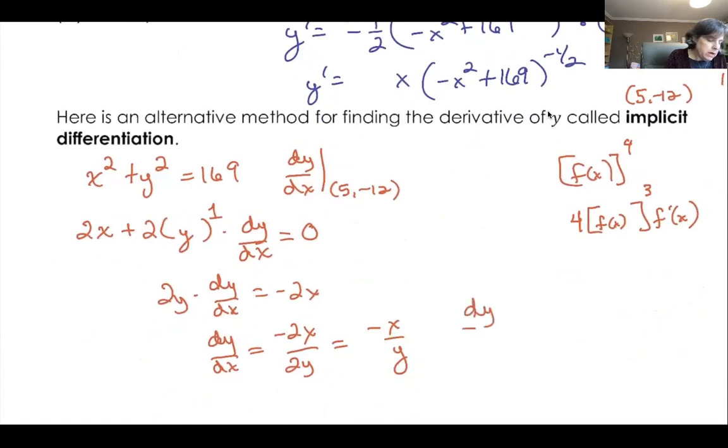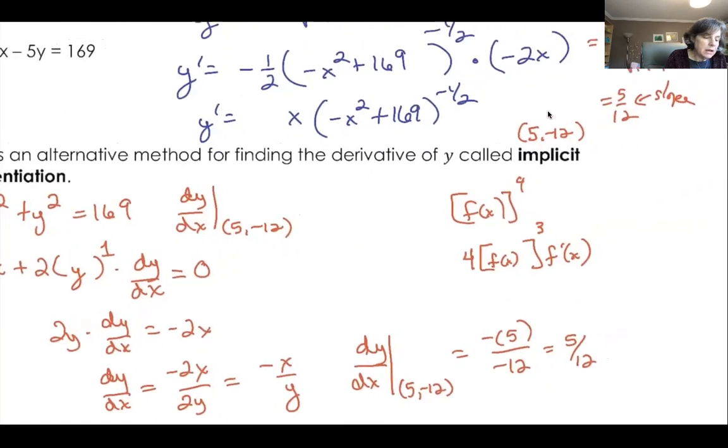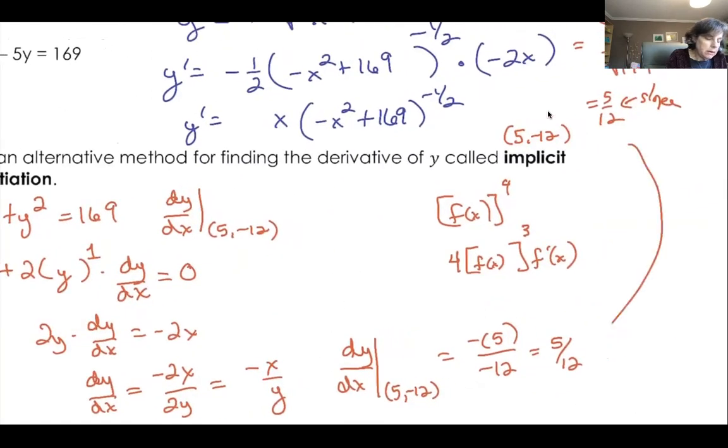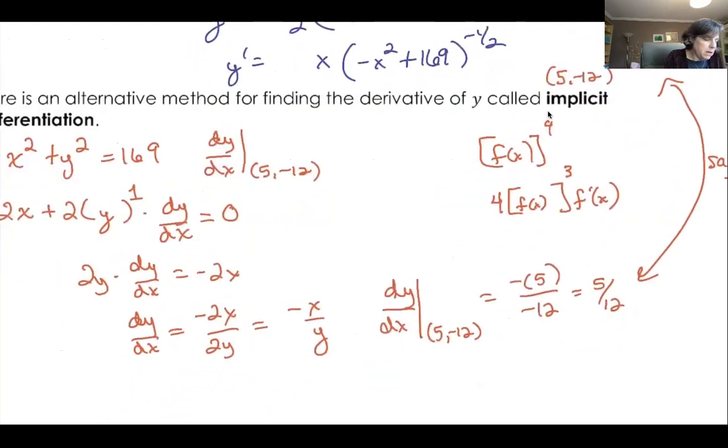So we're wanting dy/dx at the point (5, -12). So plugging 5 in for x and -12 in for y, I'm going to get the opposite of 5 over -12, which is 5/12. And lo and behold, that is the answer we got using the other method.